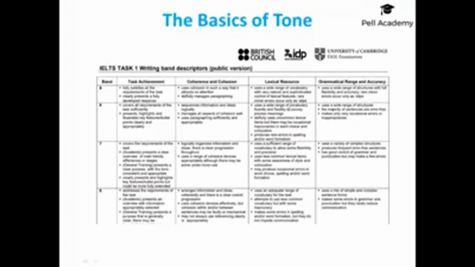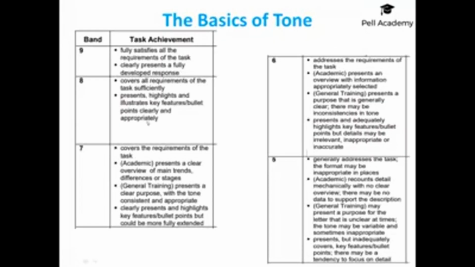So these are the public band descriptors from the British Council website, and you'll see that the task achievement is where tone is taken into account. So we're not going to look at coherence and cohesion, we're not going to look at lexical resource. Even though the words you use affect tone, it's not going to affect your lexical resource score, so your vocabulary band score isn't going to be affected by tone. And then grammatical range and accuracy is separate. So we're just going to look at task achievement.